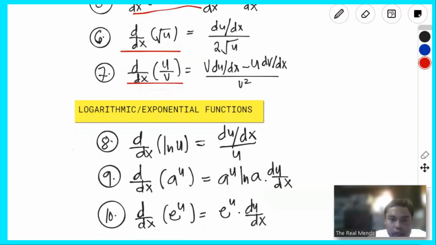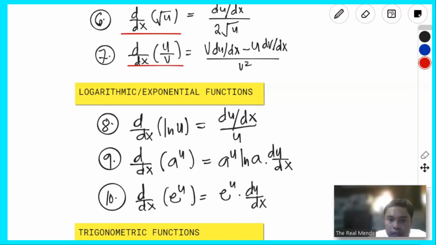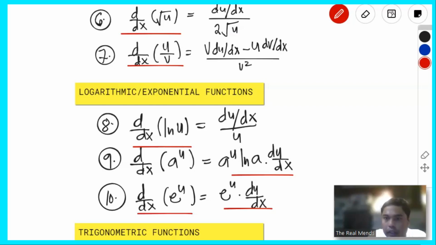Moving on to the logarithmic and exponential functions: the derivative of ln u is just du over dx over u. Then the derivative of the constant a raised to the power of u is a raised to u ln a times du over dx, and the derivative of e raised to u is equal to e raised to u du over dx.